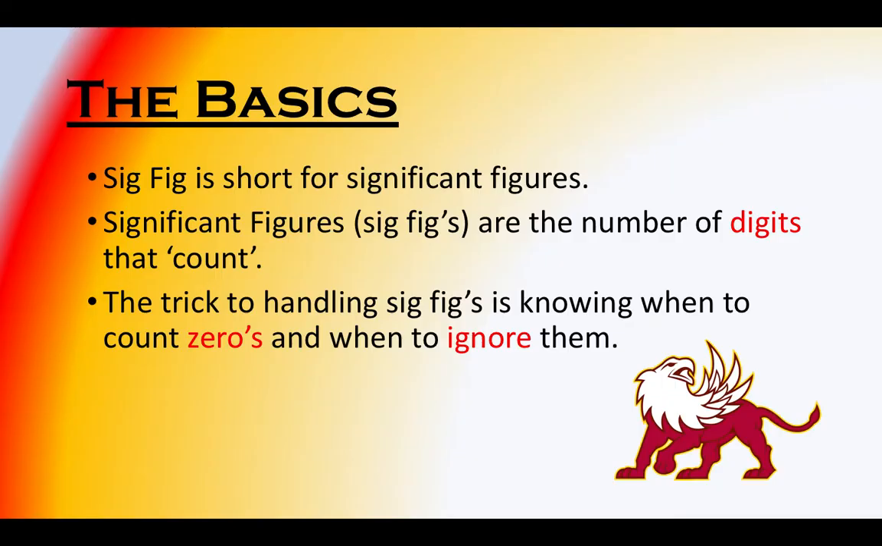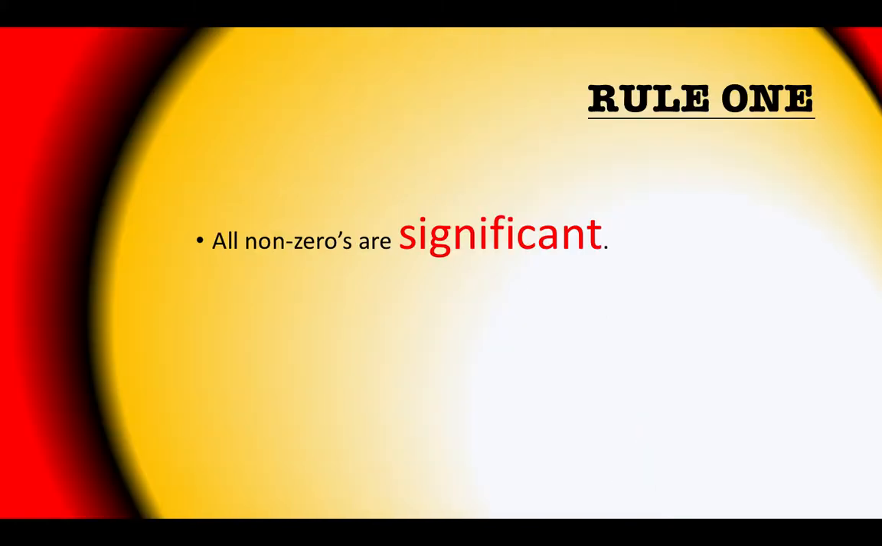So here are some basics for the first part of your notes. Sig fig is the nickname, short for significant figures. Significant figures are the number of digits that matter, the number of digits that actually count in a number. The trick to handling significant figures is knowing when to count the zeros and when those zeros should be ignored. So here's our first rule. Rule number 1: all non-zeros are significant. Non-zeros would be 1, 2, 3, 4, 5, 6, 7, 8, or 9.